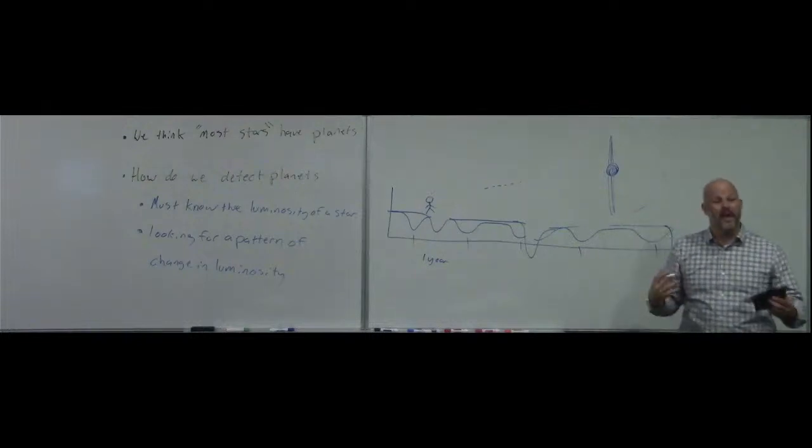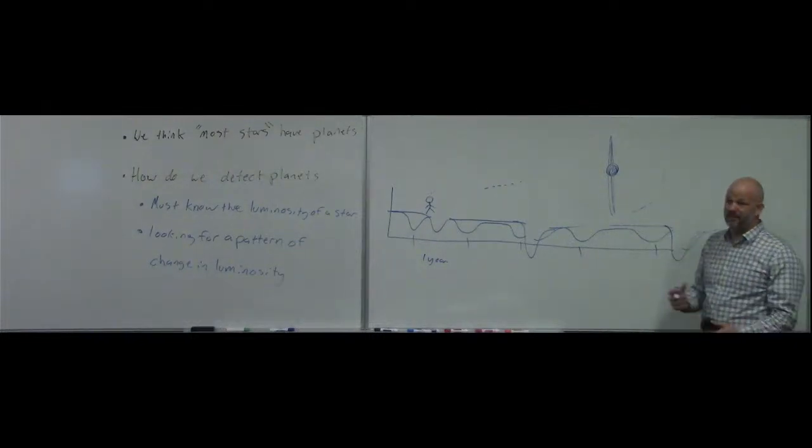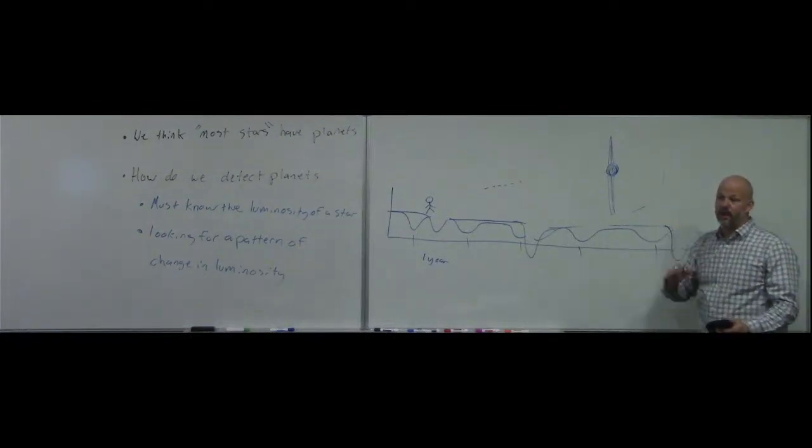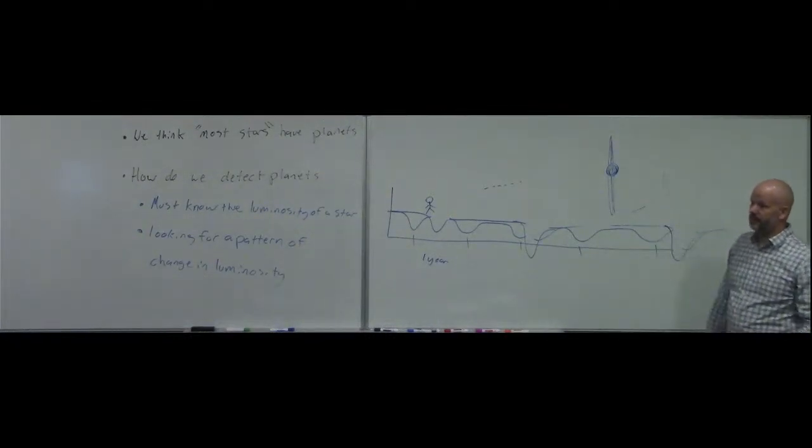So just because you can't see a dip doesn't mean that there's not a planet. It just means that you're not in the right orientation relative to its disk. Questions?